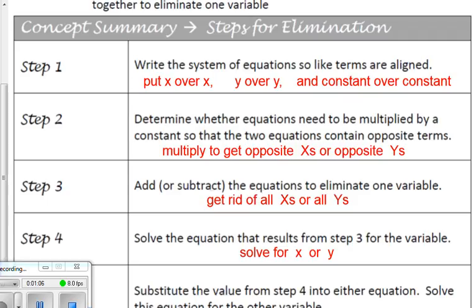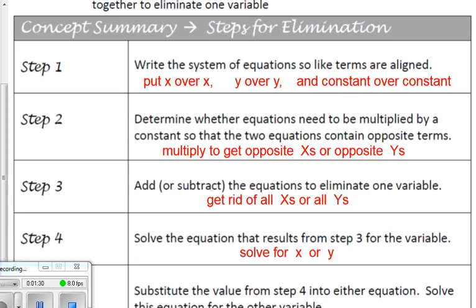For step 2, we determine whether the equations need to be multiplied by a constant so that the two equations can contain opposites. Now again, we're not going to do that so much in this video or this lesson, but that'll come more into play in our next lesson. We're going to have to multiply each equation by something to get them to equal each other.